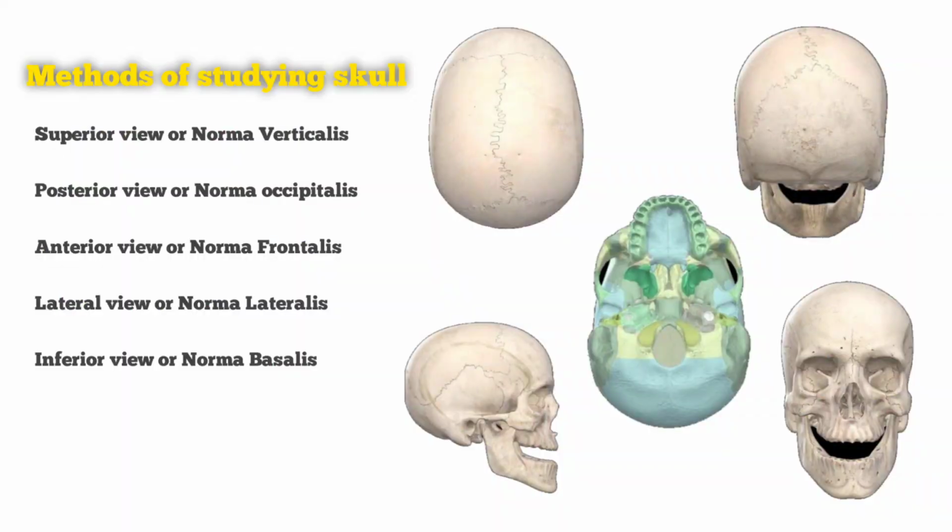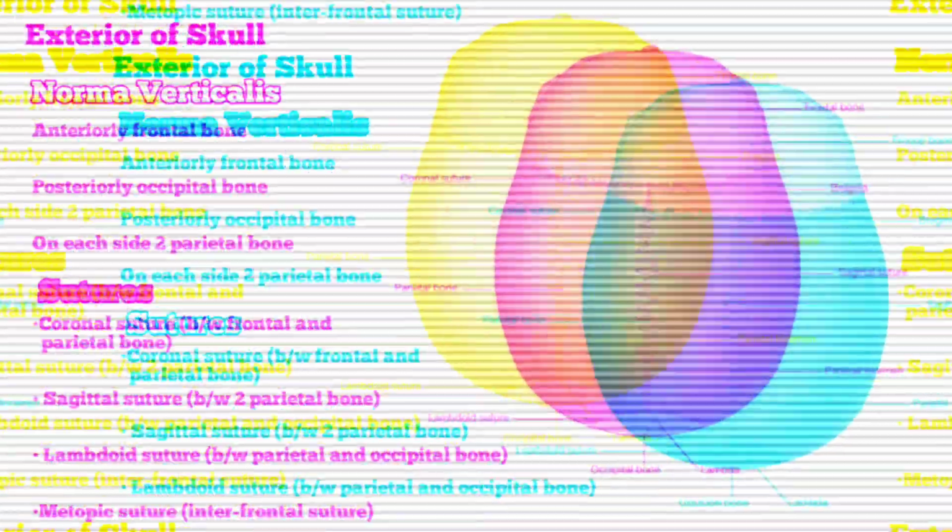Methods of studying the skull: superior view or norma verticalis, posterior view or norma occipitalis, anterior view or norma frontalis, lateral view or norma lateralis, and inferior view or norma basalis.